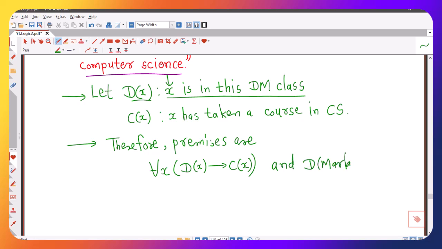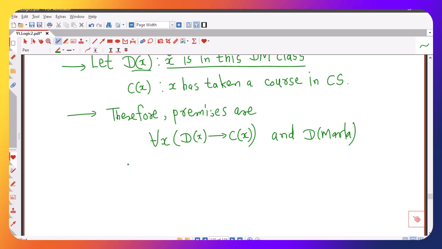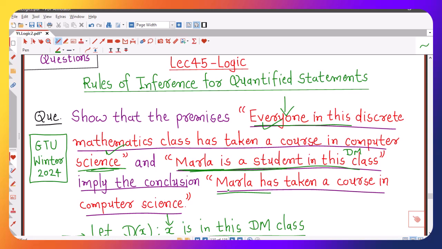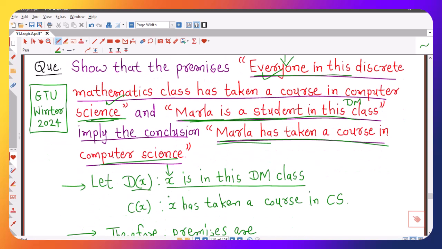So the second premise in symbolic form is denoted as D of Marla. And what is the conclusion in symbolic form? The conclusion is Marla has taken a course in computer science.